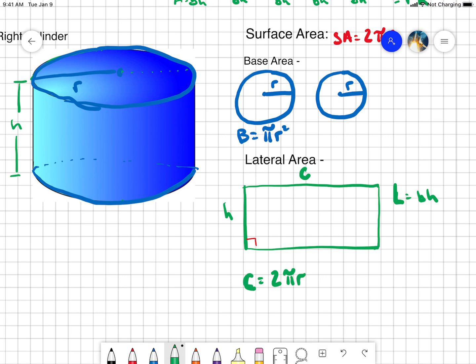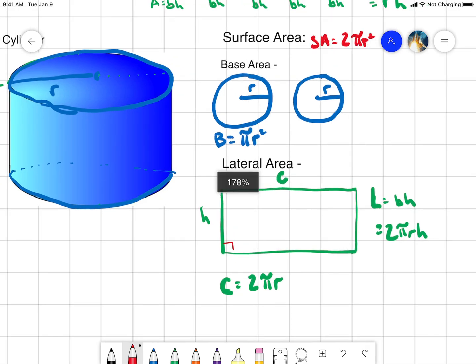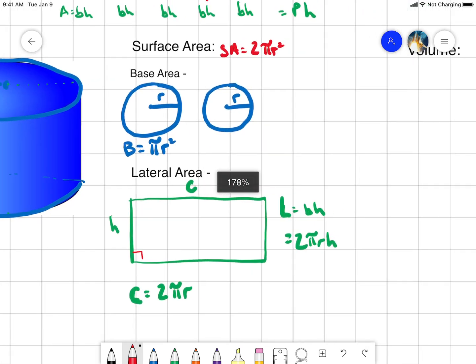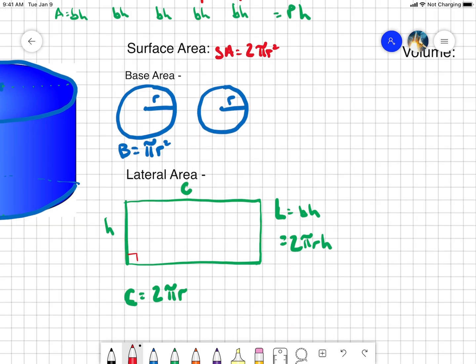So the lateral area for this guy, since my B is the same thing as my circumference, is actually going to be 2 pi r times my height. Okay? And so that's where we finish the formula by now adding to our surface area 2 pi r squared plus 2 pi r h.